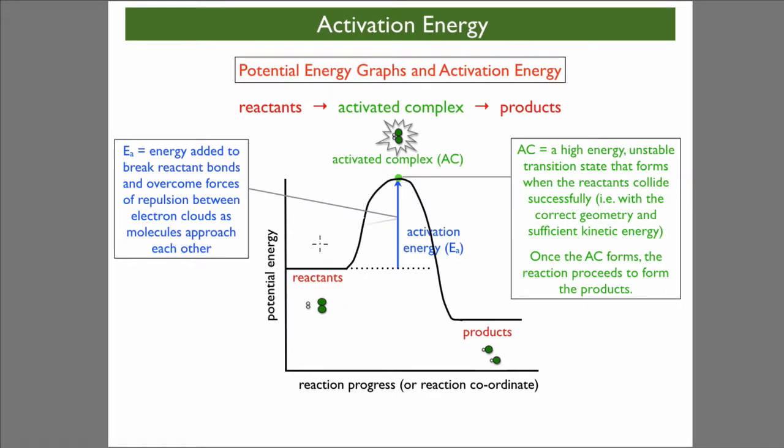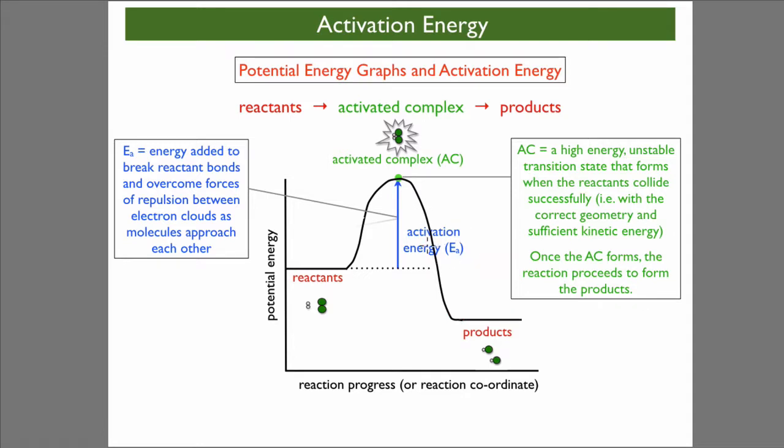This is a potential energy graph and it shows activation energy. So if we've got reactants and they smash into each other with sufficient kinetic energy and the correct orientation, you make an activated complex. The kinetic energy required to form this activated complex is the activation energy here. So you can see the potential energy of the reactants, and the energy of the activated complex is a lot higher. And then in this case, the product's energy is down here.